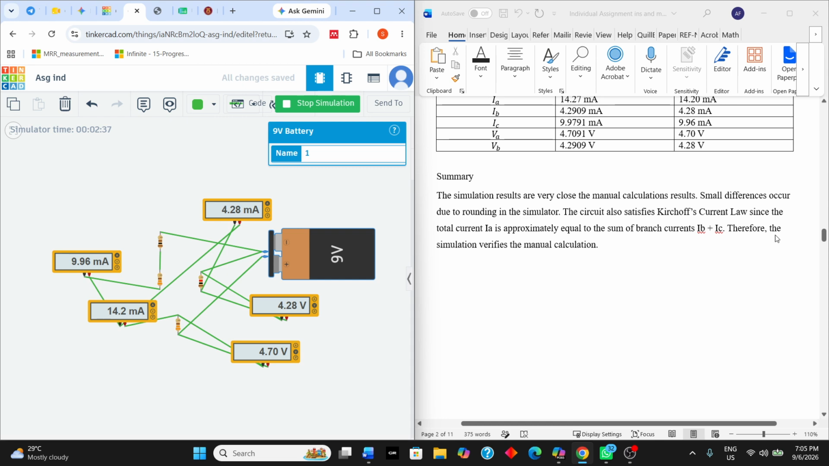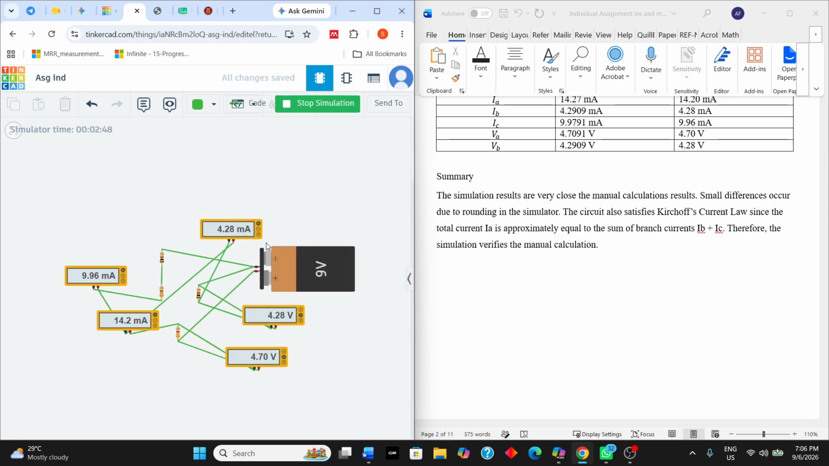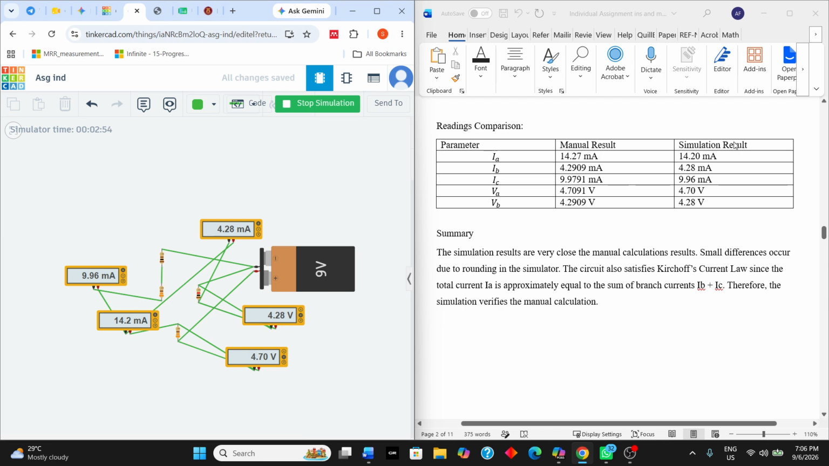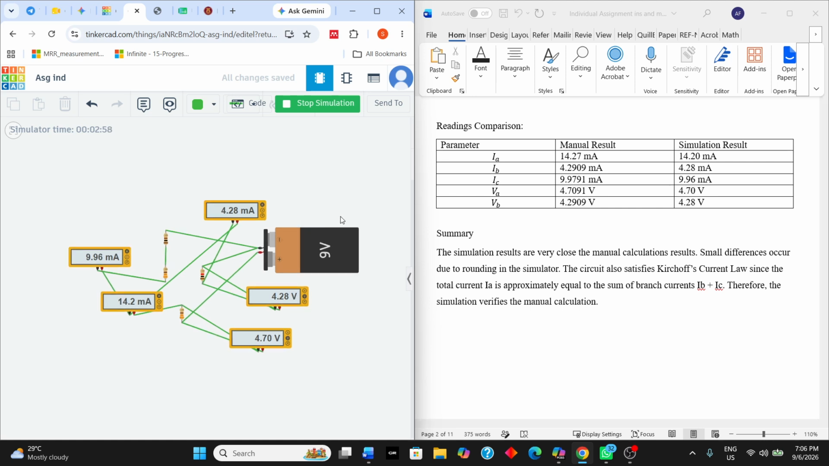Since the total current in is approximately equal to the sum of branch currents IB plus IC, the simulation verifies the manual calculation. So we can say the simulation is quite accurate compared to our manual results. I think this is a good sign, and that's all for me. Thank you.